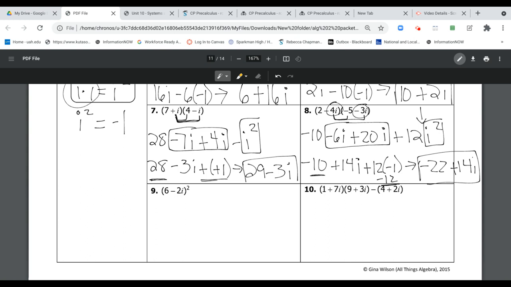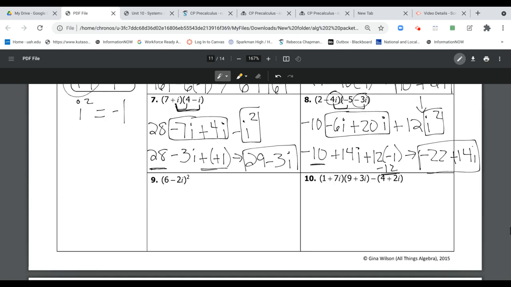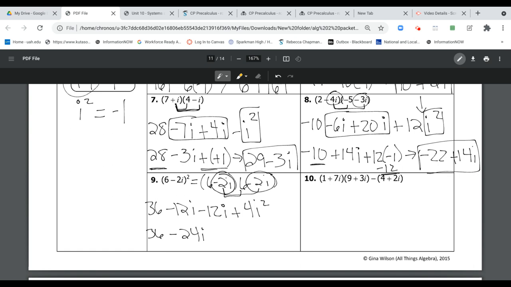Now, in the last two problems on this particular page, 6 minus 2i squared is the same thing as saying 6 minus 2i times 6 minus 2i. So we're going to FOIL. We get 36 first, 6 times 6. 6 times -2i is -12i. Then I get a -12i, another one, and then a positive 4i squared when I multiply -2i times -2i. So in the middle, I get -24i. When I add those together, this is going to become positive 4 times -1, which is -4. And when you add 36 and -4, you get 32 minus 24i.